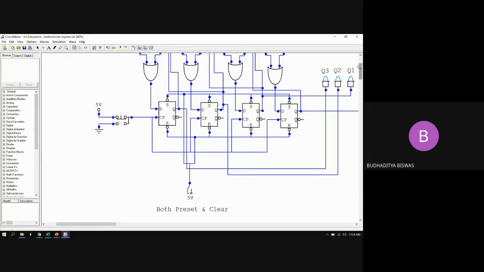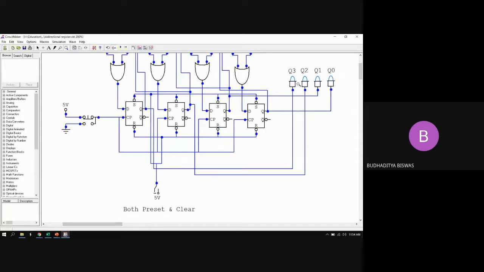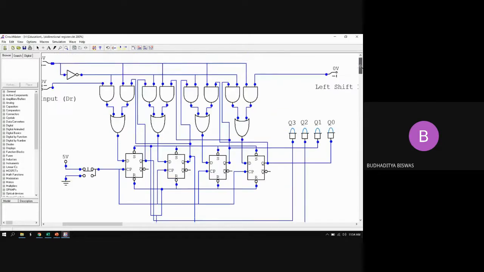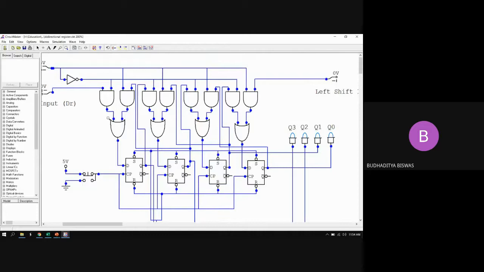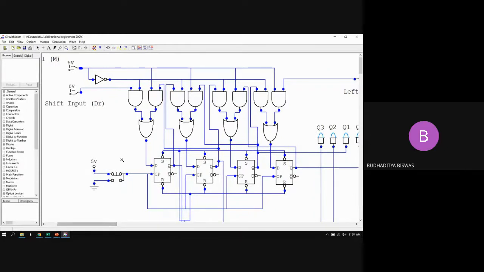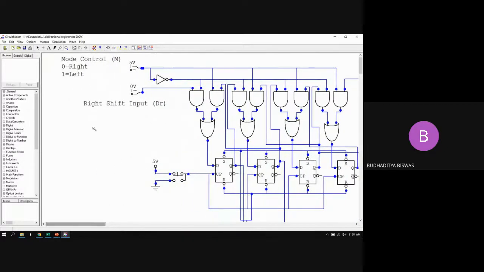This is the lower part of the circuit. These are the outputs of the flip-flops, Q0 to Q3. This is Q0, and this flip-flop is called Q3. Come to this one. This is actually the main circuit. You need to understand this one. Here you see how these things are connected. So first, we connected to one of the switches, which is called the mode control switch.